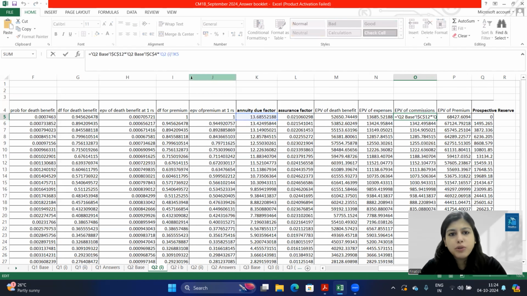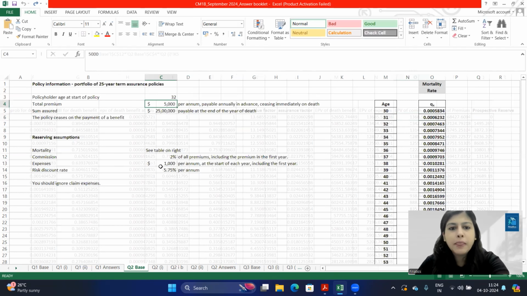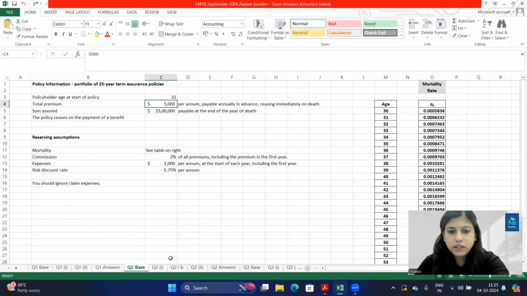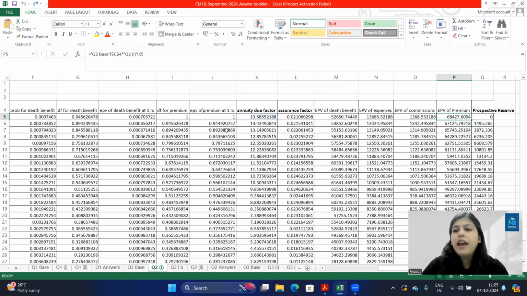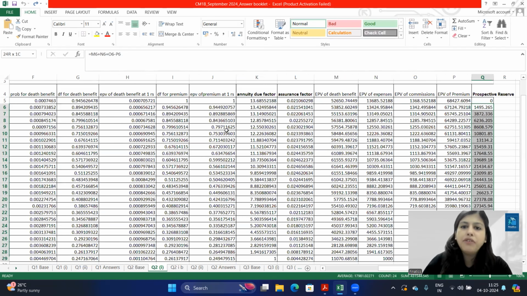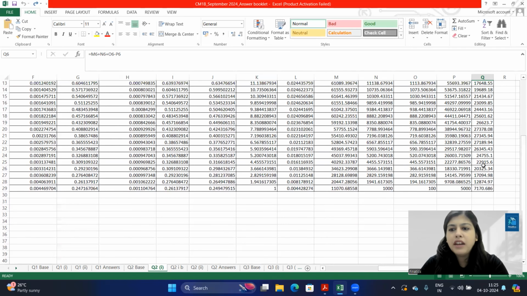EPV of commissions also is the same. It is the annuity due factor into the premium into the 2%. Okay. And EPV of premium is the premium given into the annuity due factor. And prospective reserve, the first year would be 0 and the remaining years would be EPV of death benefit plus expenses plus commissions minus the premium. So these are the reserves.